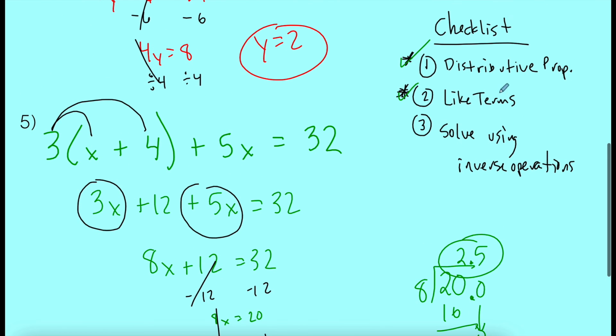And one last reminder, use the checklist. It might help you. Write it down. Look for distributive property first. You might have it, you might not. Look for like terms that you can combine. You might have some, you might not. And then once you've done all those things, go forth and solve using inverse operations.